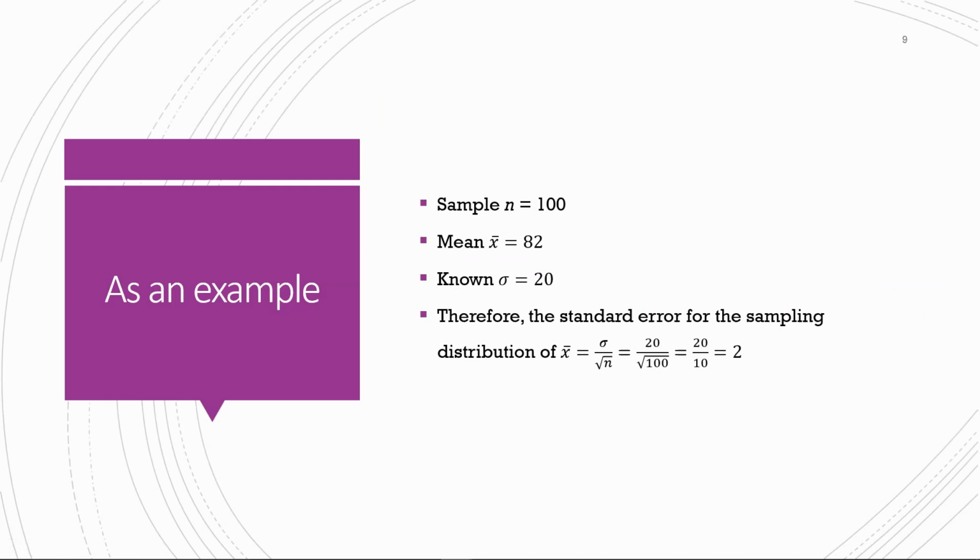So let's walk through an example. We have a sample size of 100. Here's the mean. The known standard deviation is 20. Remember, this is for the population, of all of the people or entities, elements, whatever, right? This is the mean and the standard deviation.